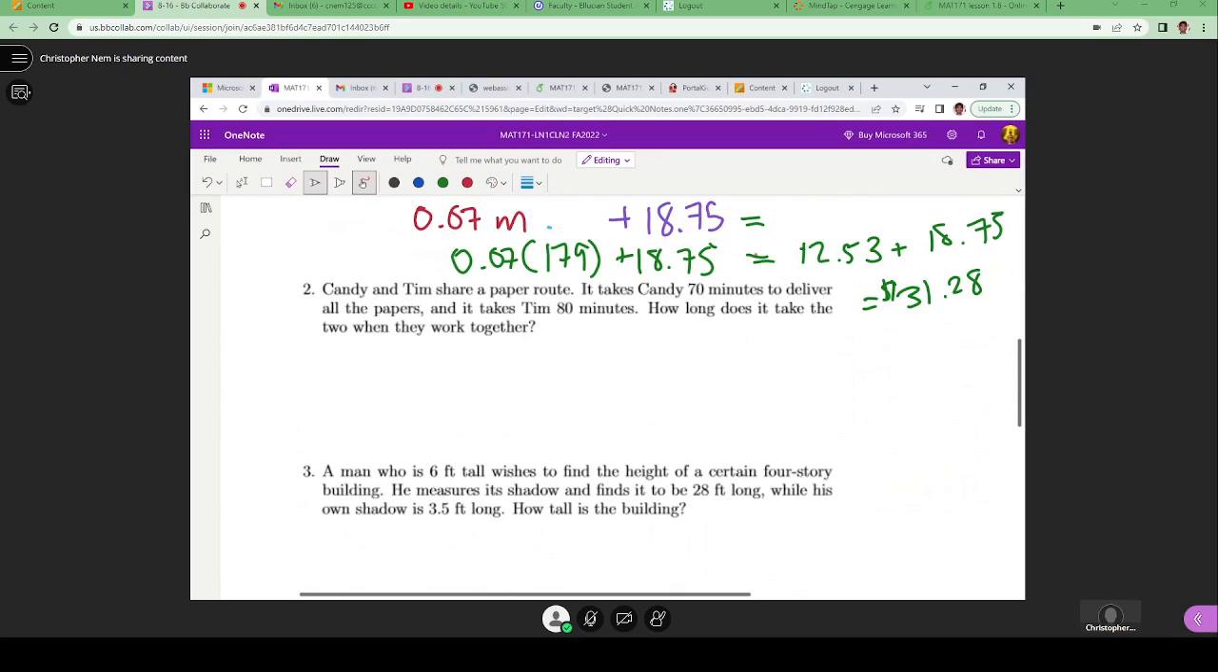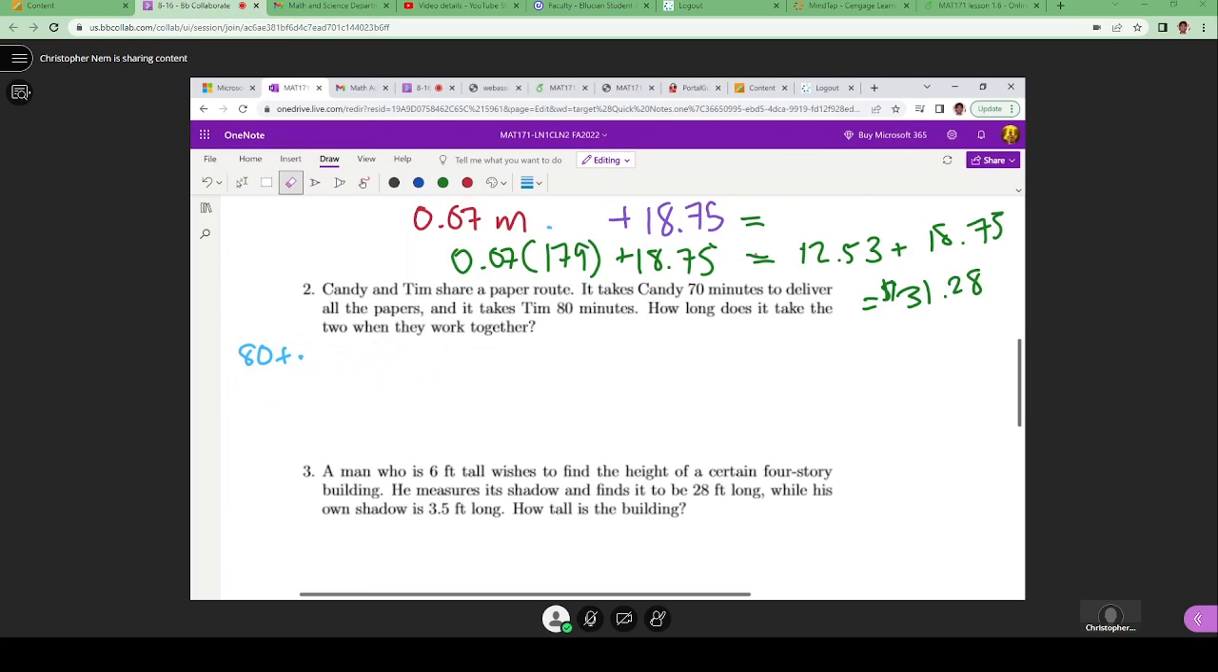So intuitively, students will make this mistake. They'll do 80 plus 70 divided by 2 gives 150 over 2, because 2 people, of course. That gives you 75. So don't think it takes 75 minutes. That is not how it works in the real world. In the real world, when two people work together, it happens much quicker. It's not just going to be the average. It just does not work like that.